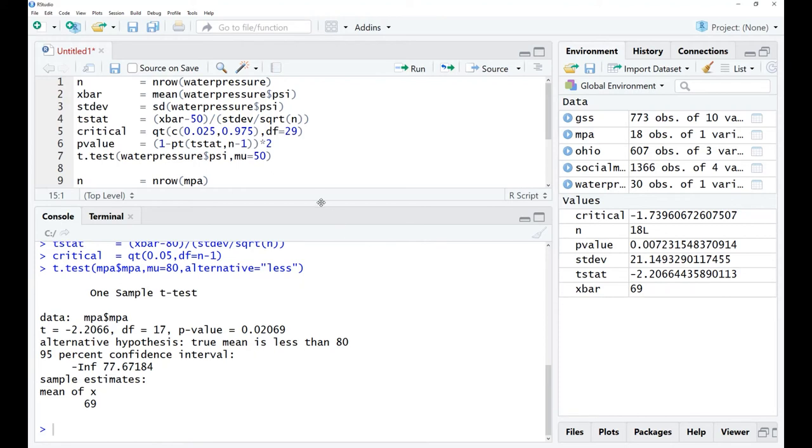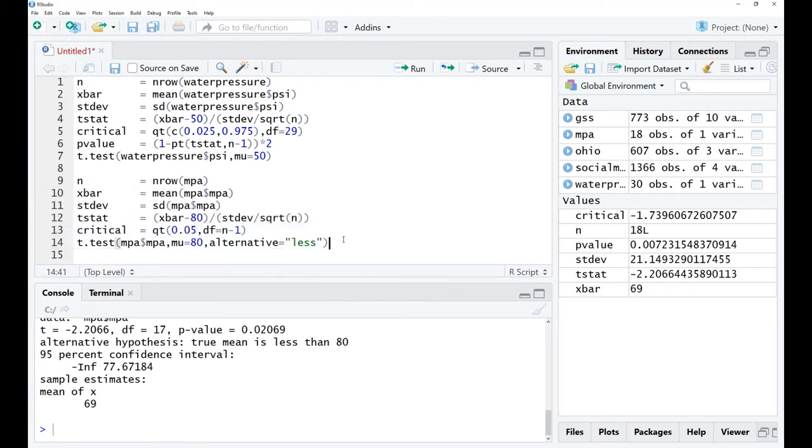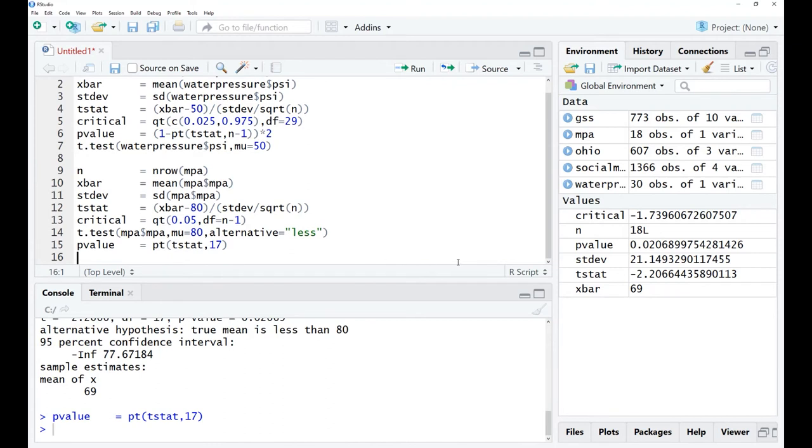Note that you can also calculate the p-value manually here by typing p-value is equal to pt of the test statistic and the degrees of freedom of 17. And you get the p-value of 0.0206, which is exactly what we have here.